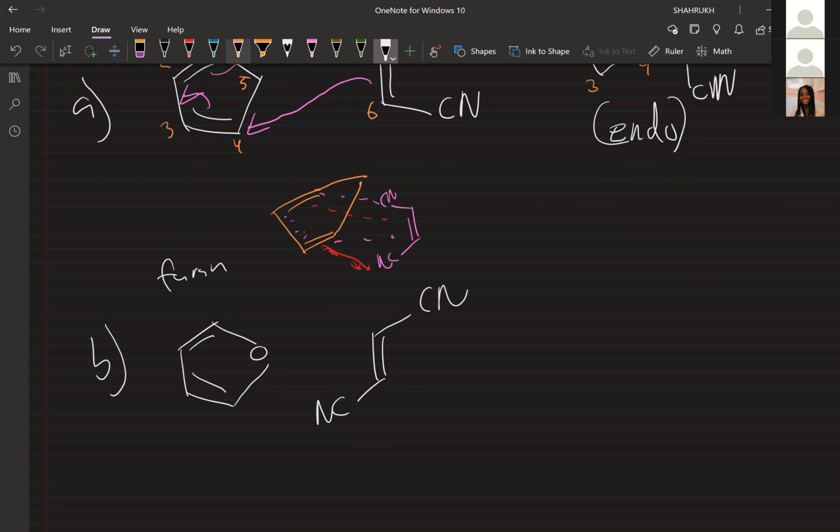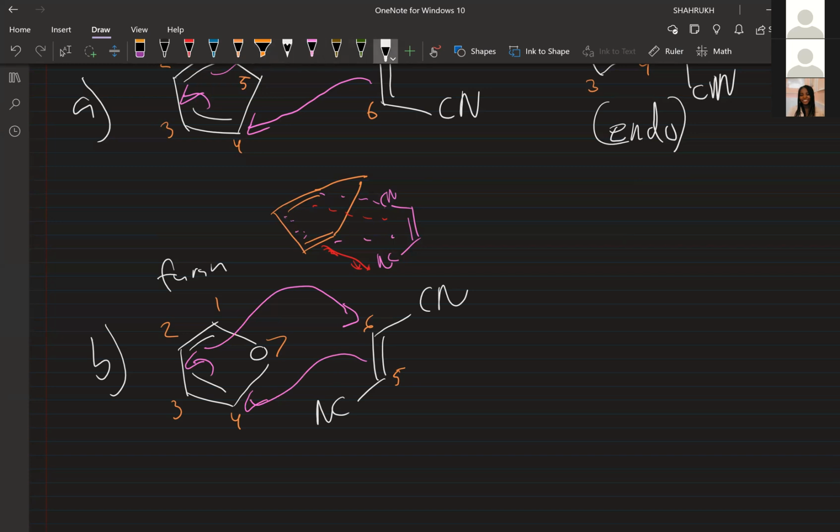So let's label the atoms: 1, 2, 3, 4. And because someone was having issues with the numbers, I'll label these 5 and 6. We'll call this 7. So what is it? 1 bonds to 6, the bond between 5 and 6 bonds to 4, and you form a new bond between 2 and 3.